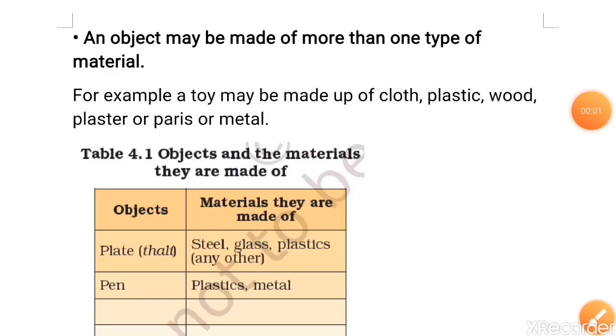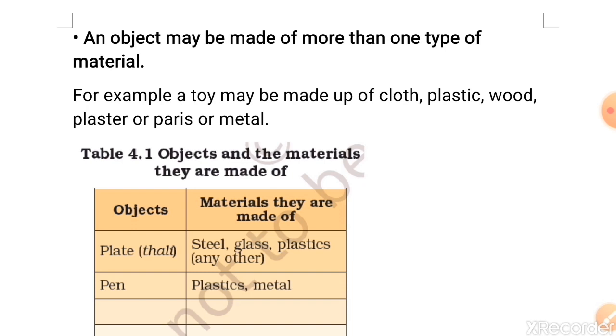Hello students. In last class we sorted materials into various groups. Let us be a little more systematic. Today we will try to identify the materials that objects around us are made of. It will be fun collecting information about as many objects as possible.